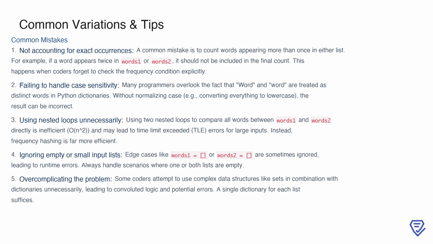Additionally, edge cases like empty input lists are sometimes ignored. For instance, if words 1 or words 2 is empty, the function should gracefully handle this without runtime errors. Finally, some coders overcomplicate the logic by using unnecessary data structures like sets alongside dictionaries. However, a single dictionary per list is sufficient for solving this problem effectively.